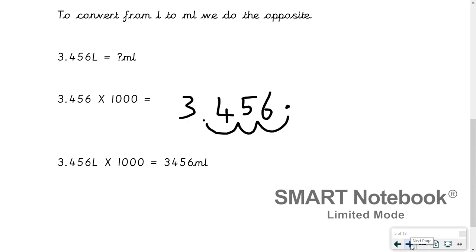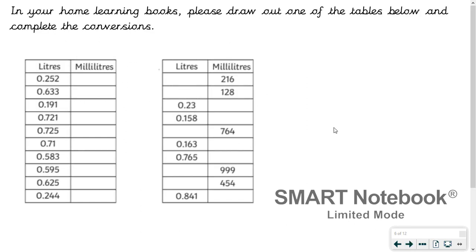You can watch those examples again if you think you need them before moving on to the next part. Because what I'd like you to do is, in your home learning books with a ruler, very neatly, draw out one of the tables below, and do the conversions. In this table, you've got all the litres, so we just need to get to millilitres. So we're timesing by 1,000. Here, litres and millilitres, you've got different ones. Some of them you'll have to times, some of them you'll have to divide by that 1,000. Can you fill in these tables?